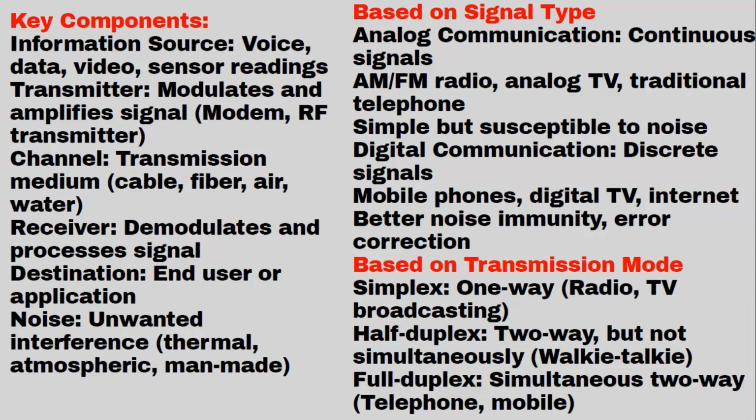Now comes digital communication, that is discrete signals. Digital means discrete. So please remember this particular word. Digital communication is a discrete signal. Examples: mobile phone, digital TV, internet. It is better, right? It has better noise immunity and error correction compared to analog. Here, better control of noise and corrections can be done.